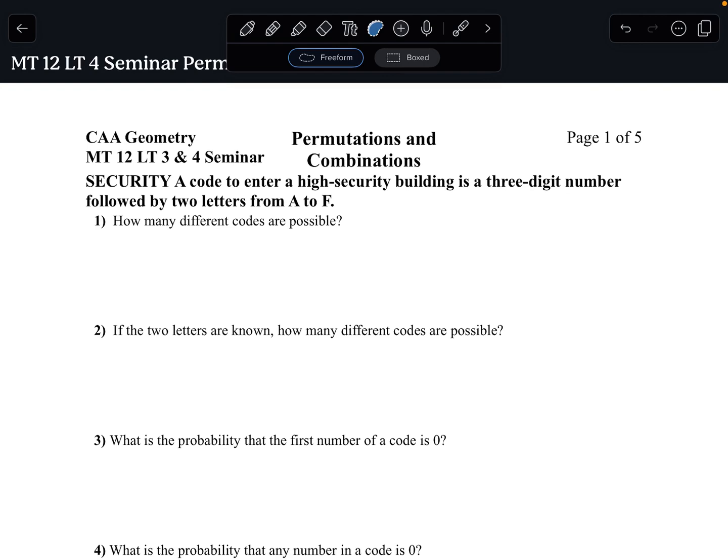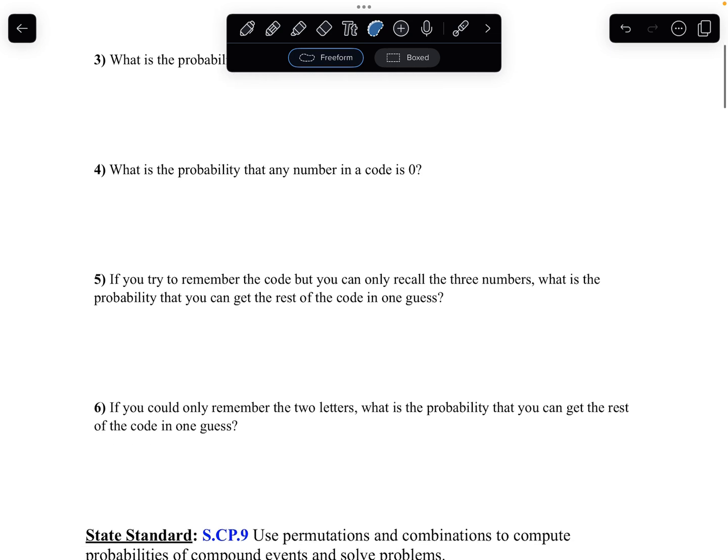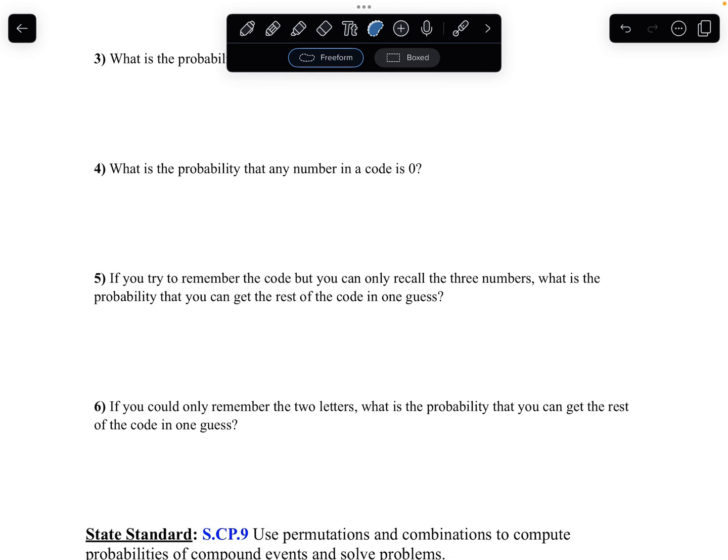If we take a look at MT12, LT4, we're going to look at permutations and combinations. Permutations and combinations are just a fancy way of saying how we're going to count. First thing I want you to do is let's do the first 6 problems. Make sure we go over those in class.